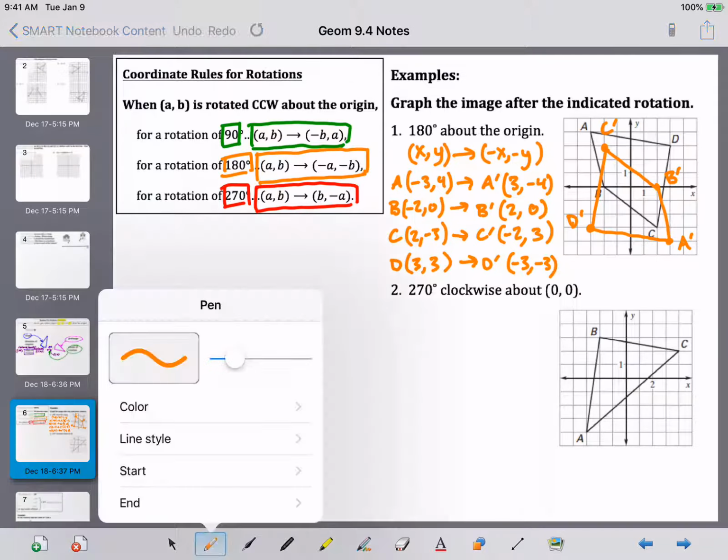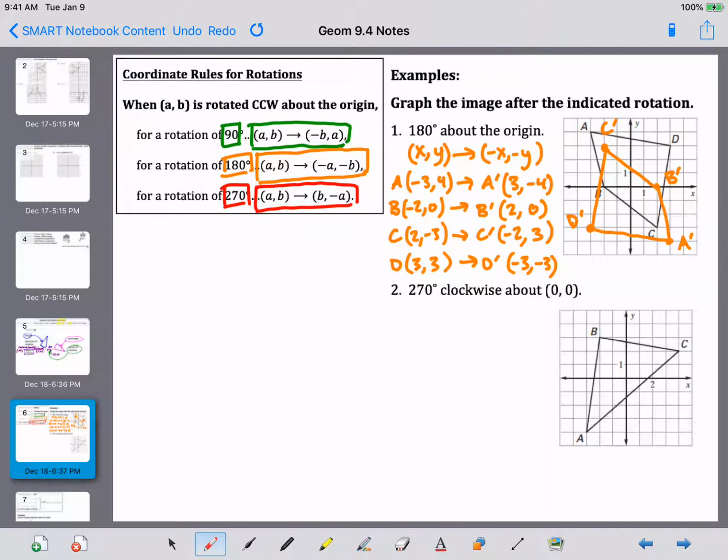All right, let's look at an example that's a little bit tougher. Okay, 270 degrees is kind of a tougher one, but we have to be careful here. These rules up here only work if it's being turned counterclockwise. And now here they're saying it's turned 270 degrees clockwise.